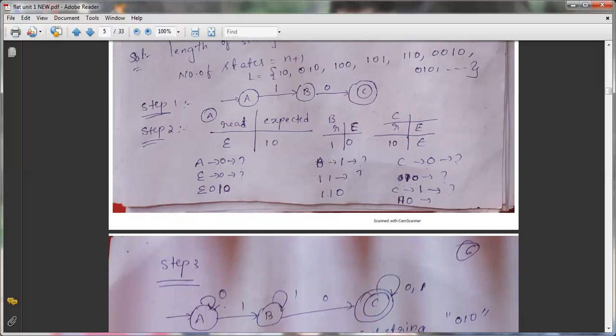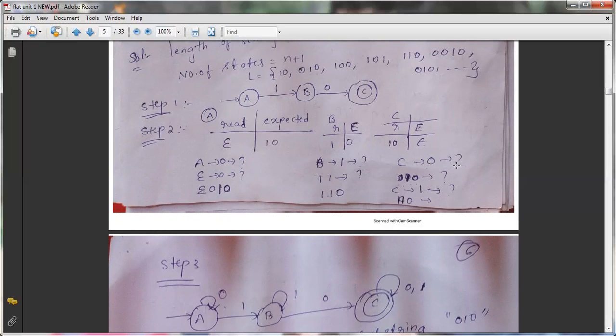Coming to B, B on 0 is going to C, we know that. B on 1 is going to where? We don't know. What is the read value for B? 1, so on 1 the read value becomes 1, 1. And what is the expected value? 1, 1 is there, but I need 1, 0 as a substring. That means I have to get one more 0 here. So the expected value is 0, and 0 is expected in B. So give a self loop on B.